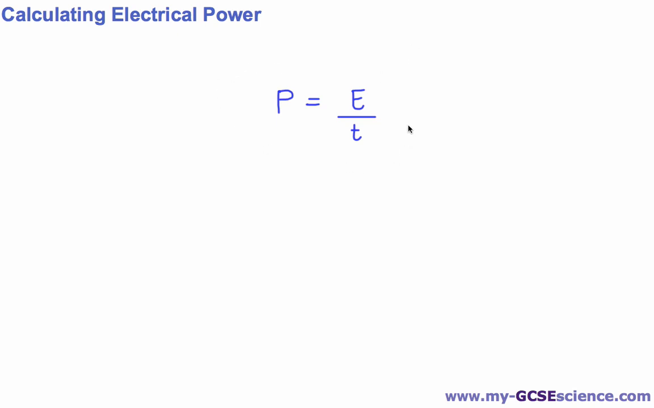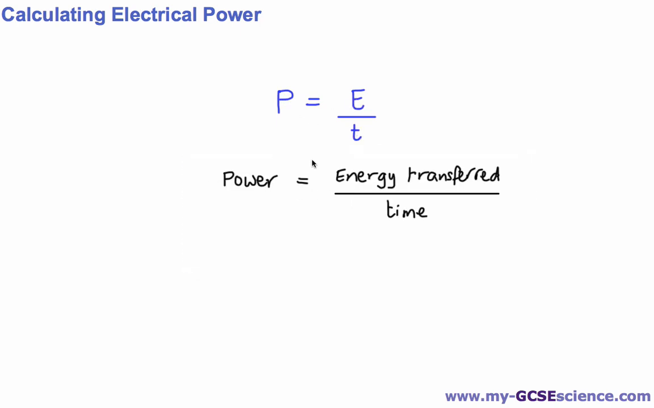It can also be applied to electrical circuits, but just in terms of a recap, let's have a look at what that means. We've got P equals E over T, and that just basically means power equals energy transferred over time. Now this much you'll be given in the exam. You'll be given a formula sheet which has this formula on it. You'll be given the letters and the meaning of those letters. What you won't be given is the units, which we'll look at in a second.